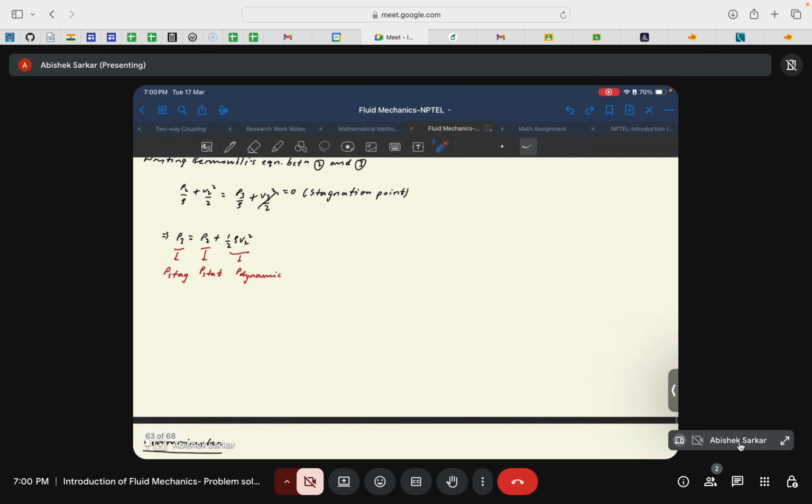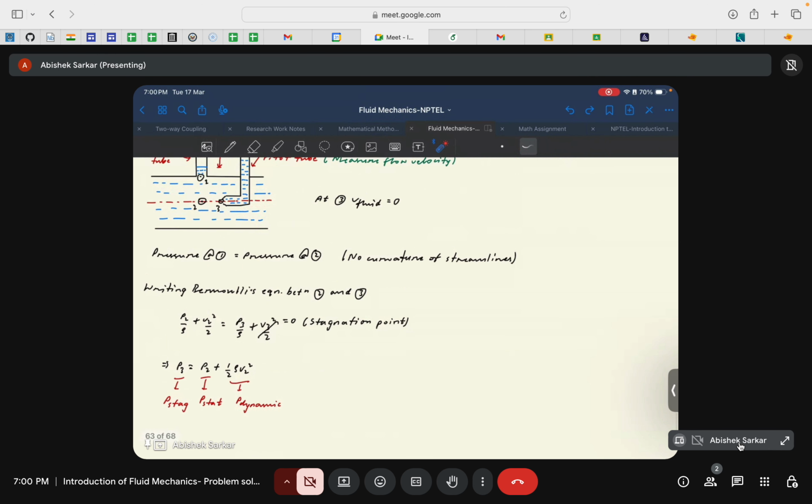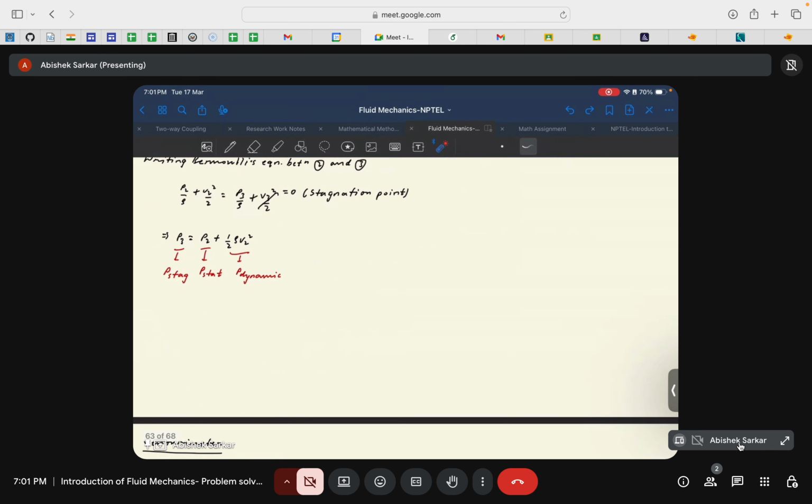Now let us just see what these three terms give us. P2 is equal to P1, where P1 is the pressure measured by a piezometer, and this piezometer gives us the static pressure. And half rho V2 square is basically the dynamic pressure head because of the flow velocity. The sum of these two is essentially known as the stagnation pressure head.